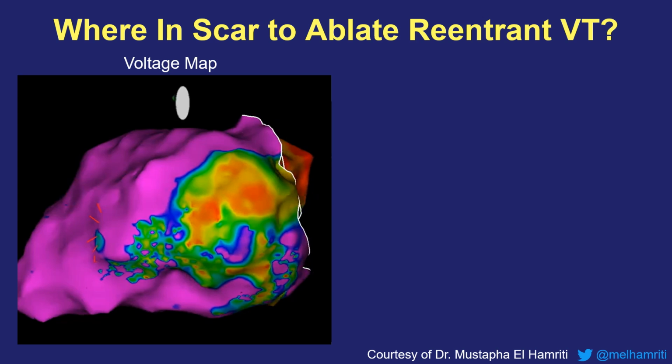So for example, one might place some lesions here, but if one did so in this particular case, those lesions would not terminate the clinical ventricular tachycardia, nor would ablation lesions here, nor here, nor here, even though these are all in and around the area of scar. If you placed ablation lesions here, however, that would terminate the VT. So why is that place so special?